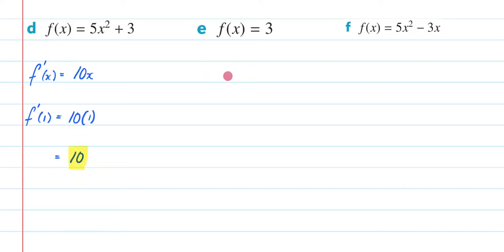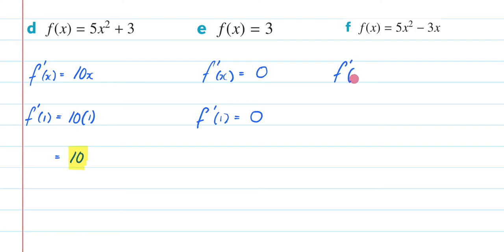All right, next we're going to differentiate this. When I differentiate just a constant, it's just going to be 0. So that means when I go and put in 1 into this, guess what it's going to be? Just 0, because there's nowhere to put that 1.